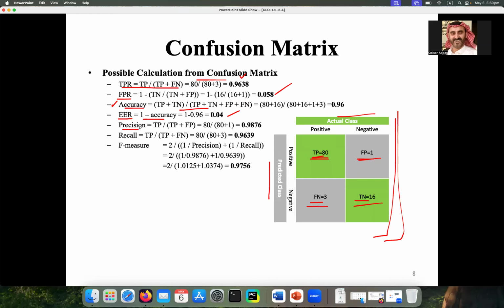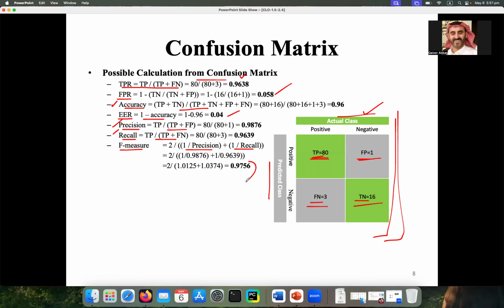You can calculate the precision, which has this formula. You can calculate the recall, which has this formula. This formula is repeated because you already have seen it on the previous slide. And you can also calculate the F measure through this confusion matrix. The formula for that is 2 divided by 1 divided by precision plus 1 divided by recall. Put the values of precision and recall that you have calculated already, and then you can calculate it further, and you will have your answer.